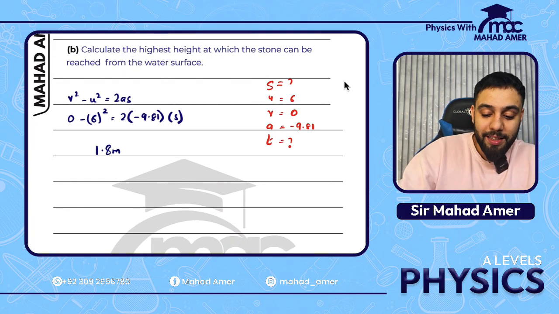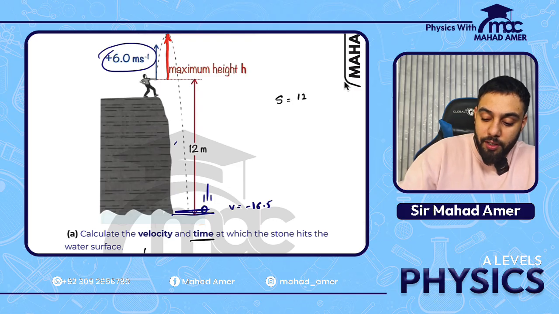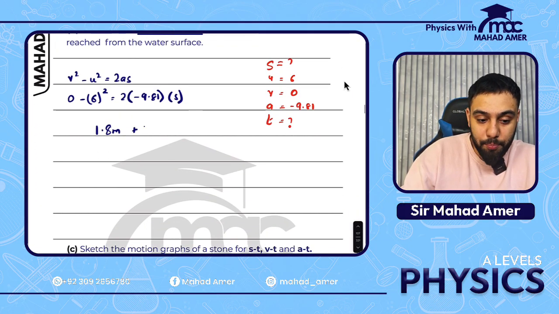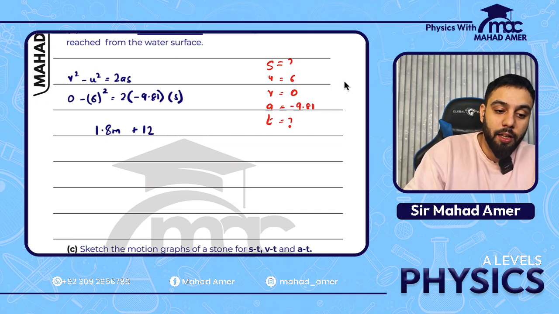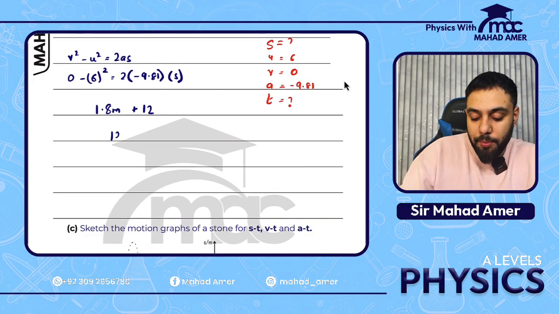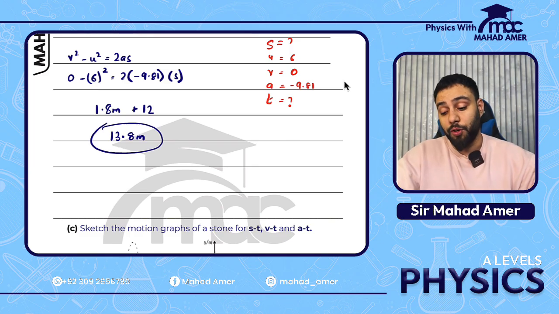No. They need the highest height from the surface of the water. So from the surface of the water, I have to add 12 to this. The highest height would be 1.8 plus 12, which will be equal to 13.83. So the final answer will be 13.8 meters. That is going to be the highest height above the water surface.